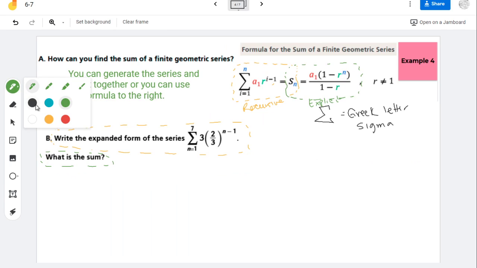Part B tells us first to write the expanded form of the series. So if I look at this, I need to generate 7 numbers, because I'm going from slot 1 to slot 7, which start with n equals 1. Now I can generate these numbers in 2 ways. The first way is what you're a little more familiar with.